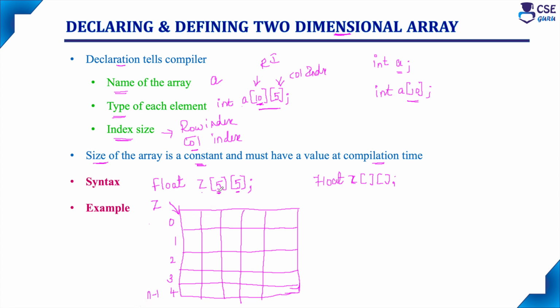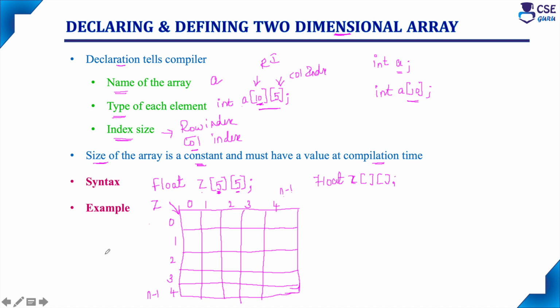Here I have specified the size 5. So, n value is 5. 5 minus 1 is 4. So, totally 5 rows will be allocated. Similarly, the column will also start from 0, 1, 2, 3, 4, and this is also n minus 1. Whatever column size we have specified will be considered as n, and n minus 1 is nothing but the last column index.